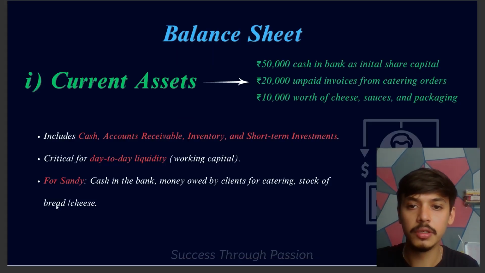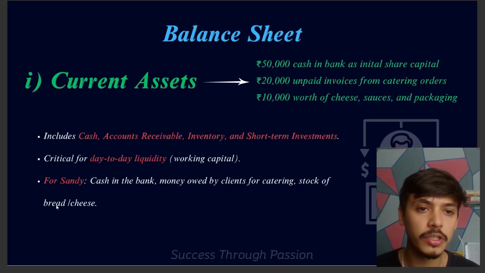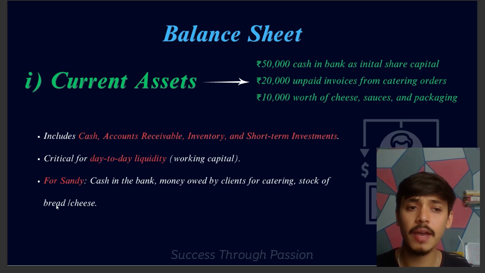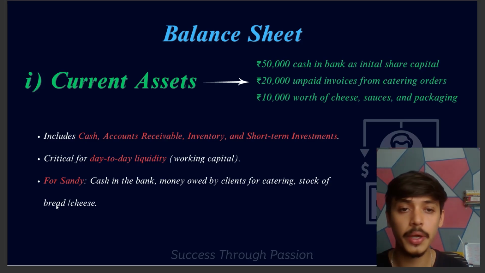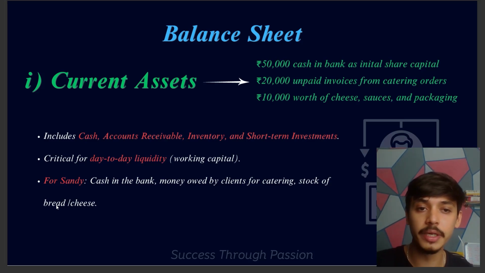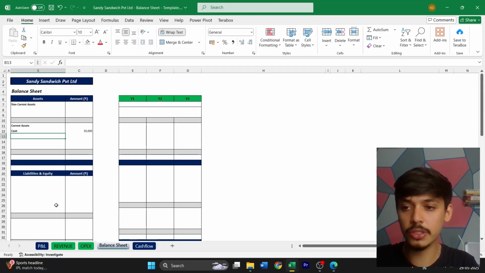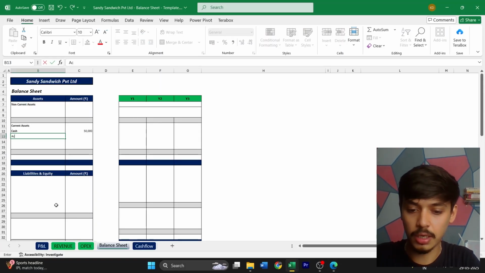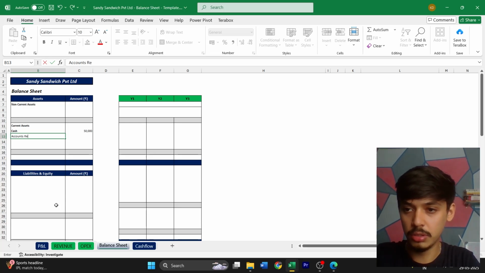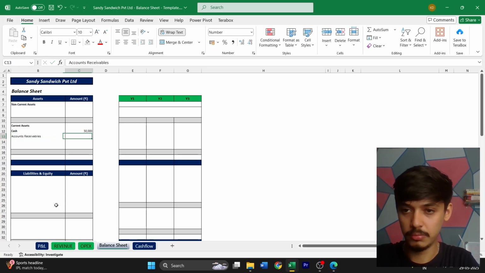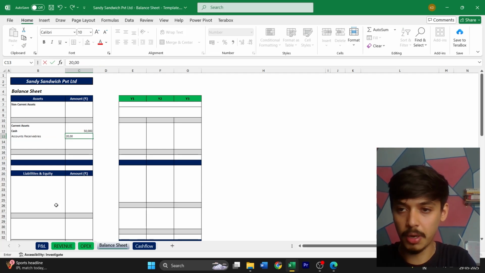Next we have 20,000 unpaid invoices from catering orders. So Sandy would have given someone a catering service where 20,000 is the amount that is still to be received from the client or the customers whom we provided our sandwiches with. So this is accounts receivable for the business and we will add this to current asset, accounts receivable, and 20,000 is the amount.